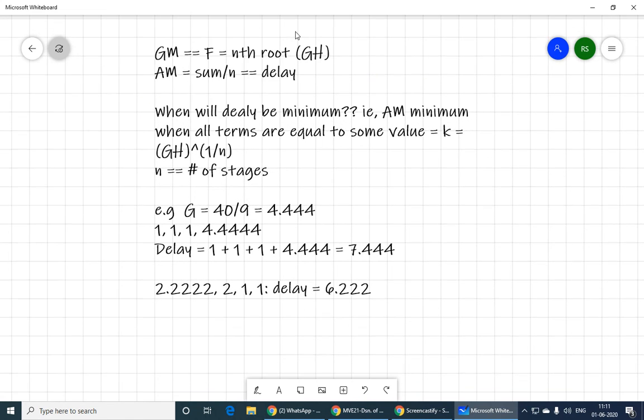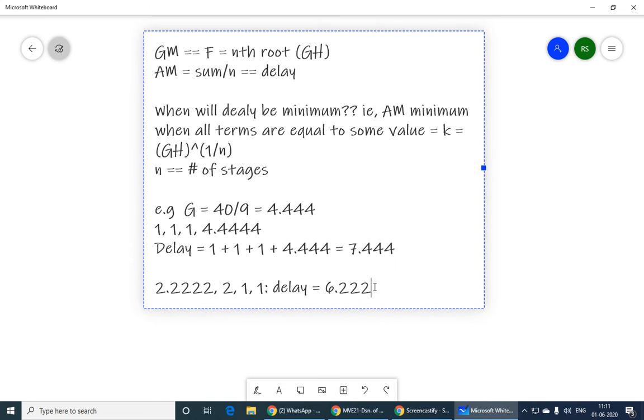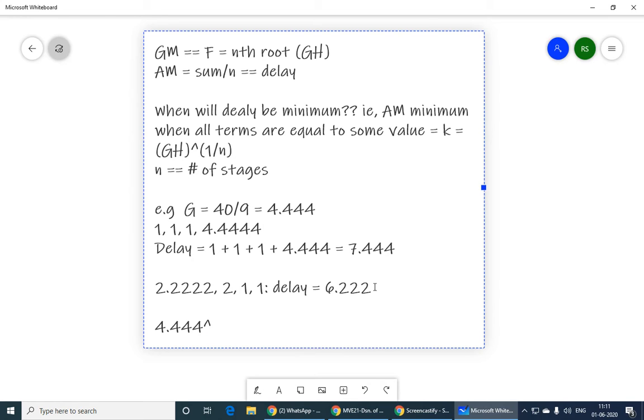This is the trial and error method. We can keep going on and on, but we don't want to do that. Best possible delay is 4.44, okay, to power 1 by 4. That is the fourth root of 4.44. How much is that? 1.45. And now delay, multiply that by 4, you will get around 5.80. And this is better than 6.22 and 7.44.